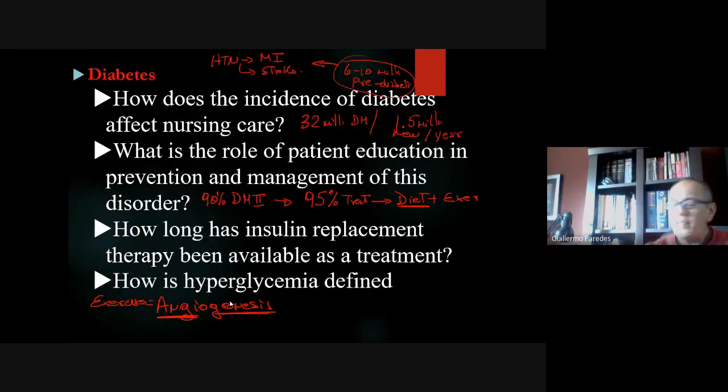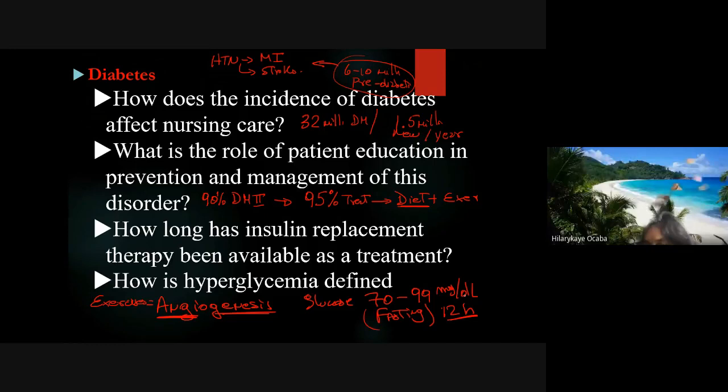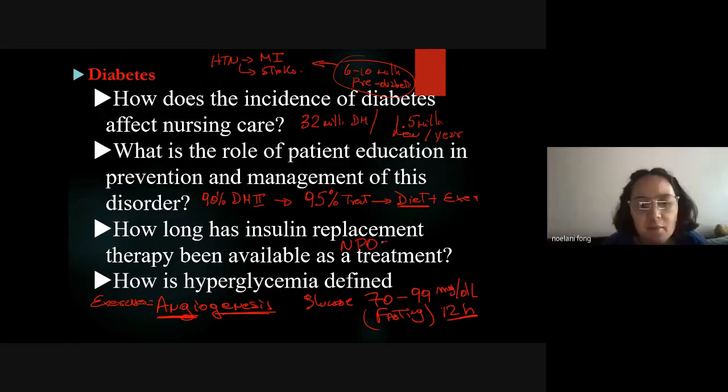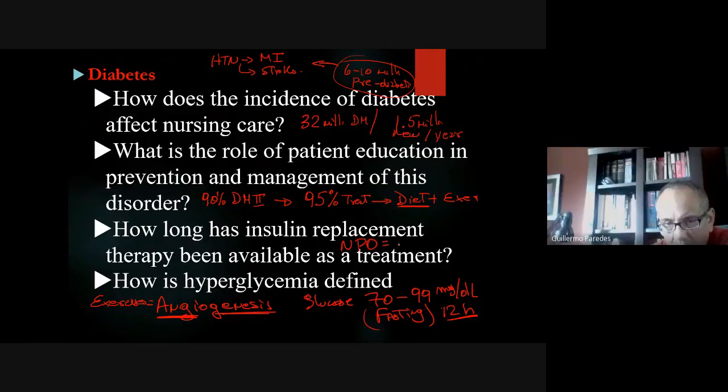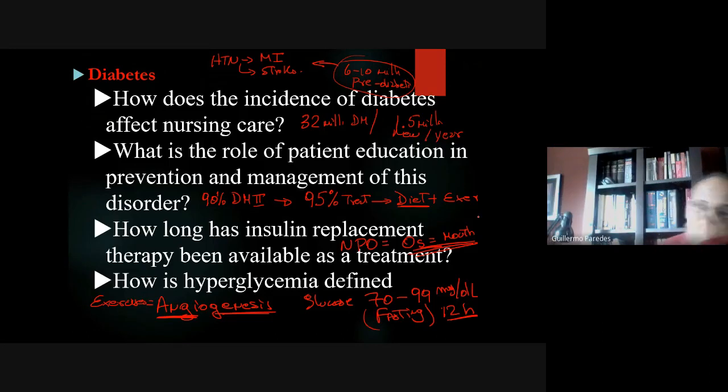Okay, so how is hyperglycemia defined? The normal glucose level is going to be between 70 to 99 milligrams per deciliter during the fasting state. This fasting should be no less than 12 hours. Don't eat anything. No water, nothing. Fasting means NPO. You know what NPO is, right? What is NPO? Nothing by mouth. Nothing per oral. Yeah. In Latin, that is a Latin abbreviation. O means os, that means mouth. Yeah, you can translate that as oral.